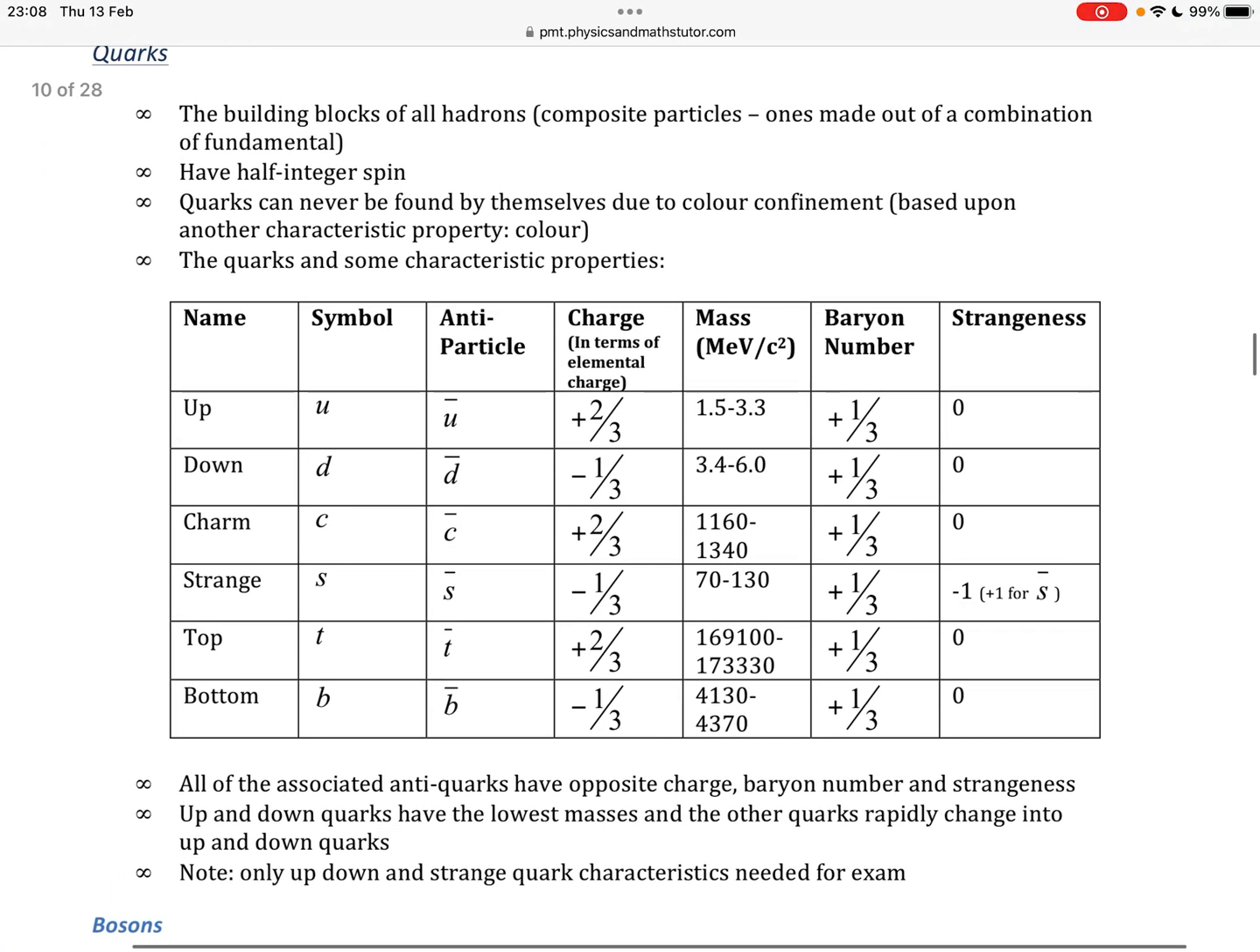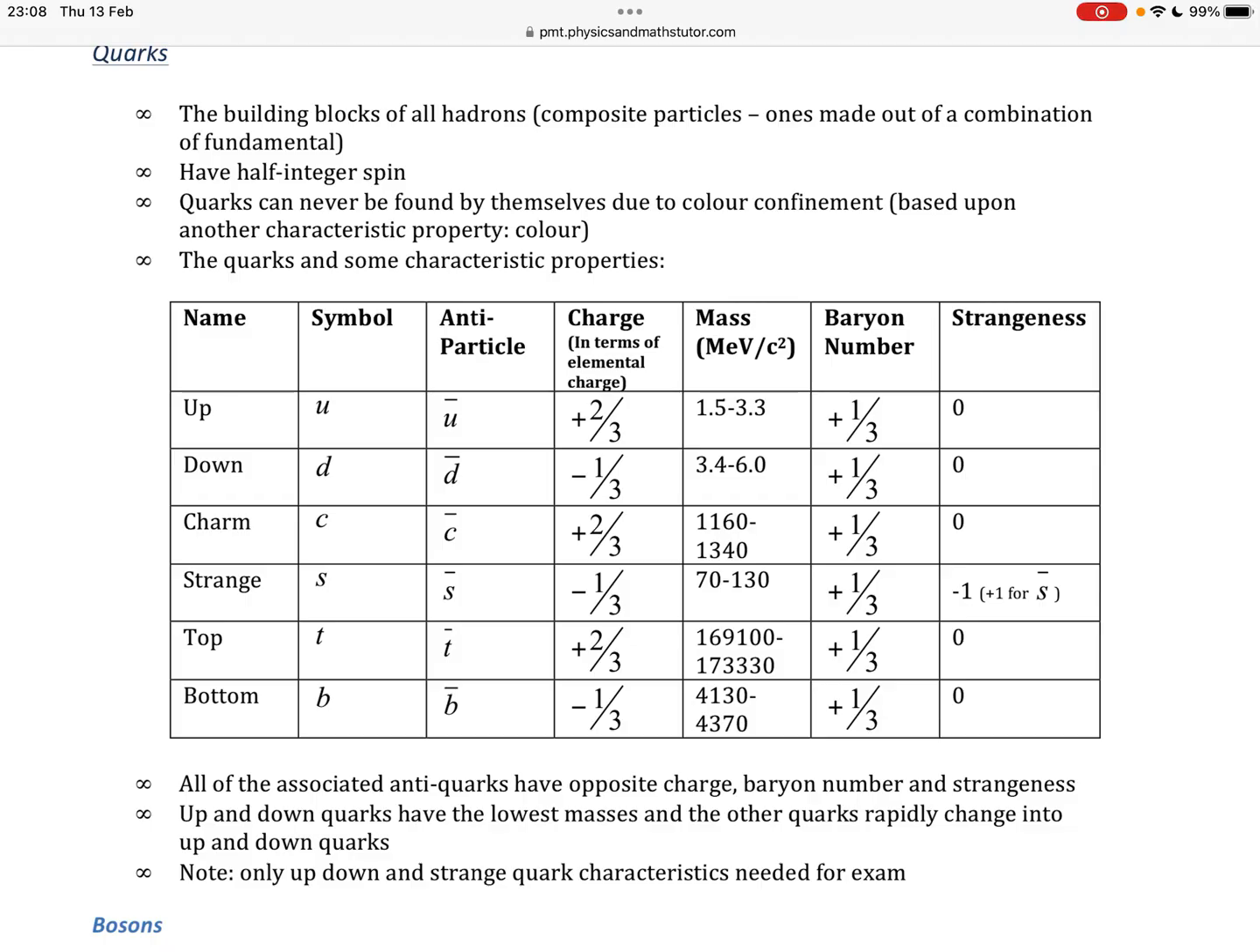Okay, what about the quarks? The quarks are the building blocks of all hadrons, which are composite particles, ones made out of a combination of fundamental particles, and they have half integer spin. Quarks can never be found by themselves due to color confinement, based upon another characteristic property, which is the color. The quarks have some characteristic properties.